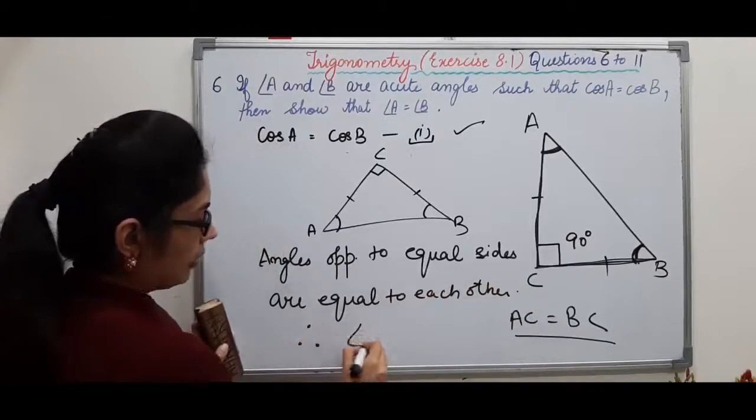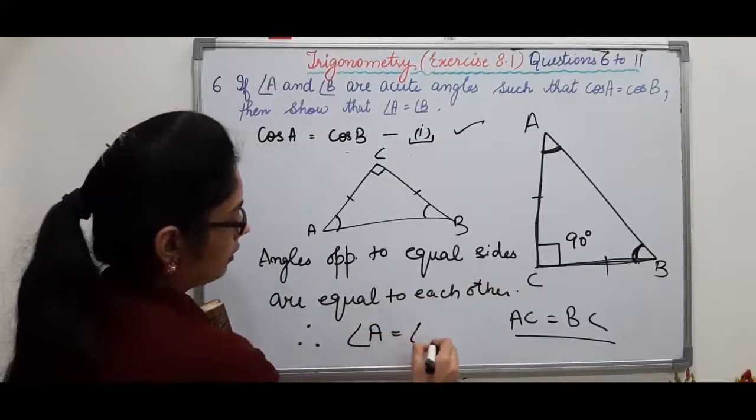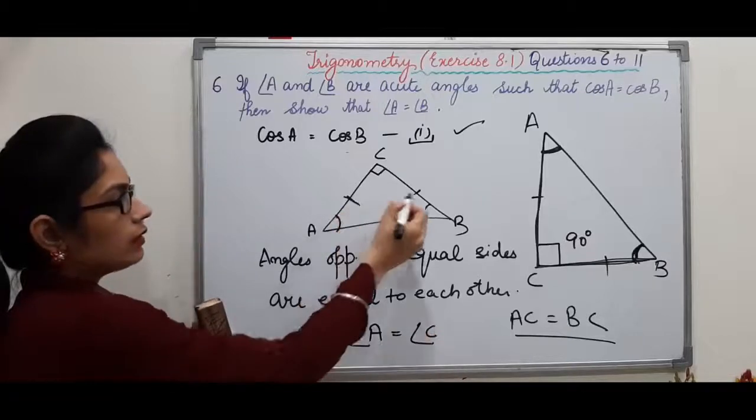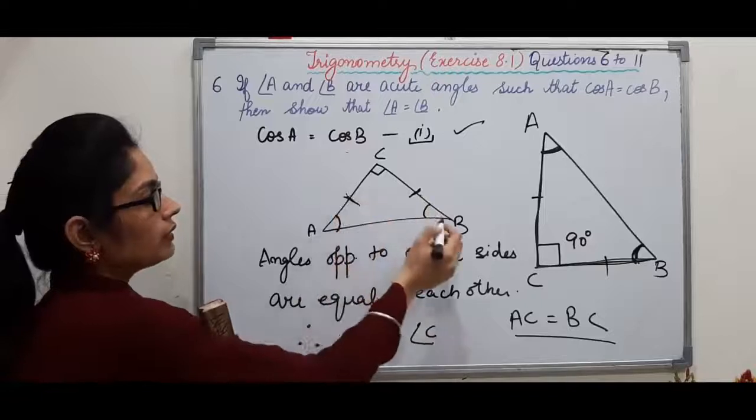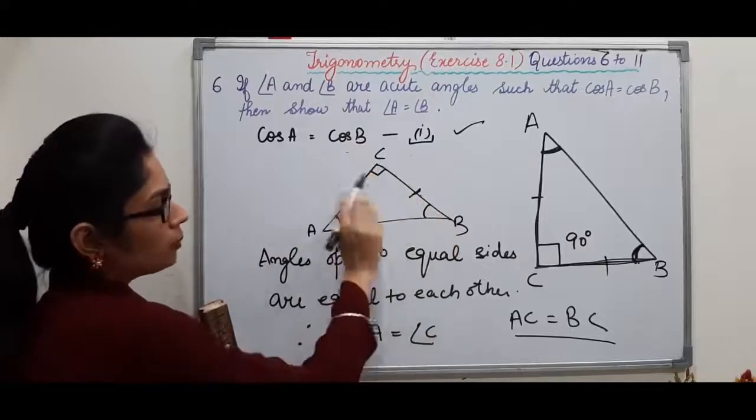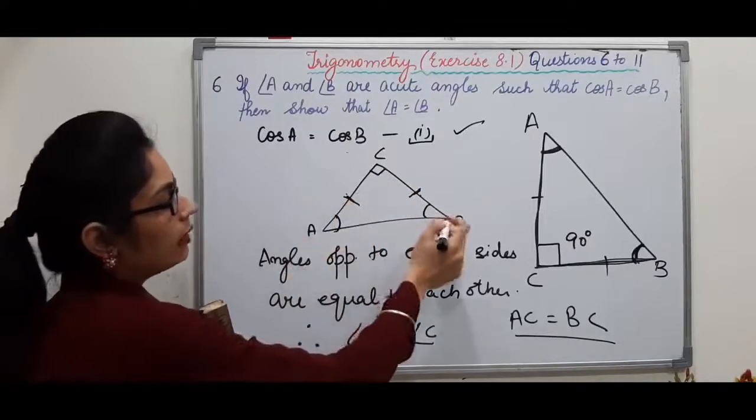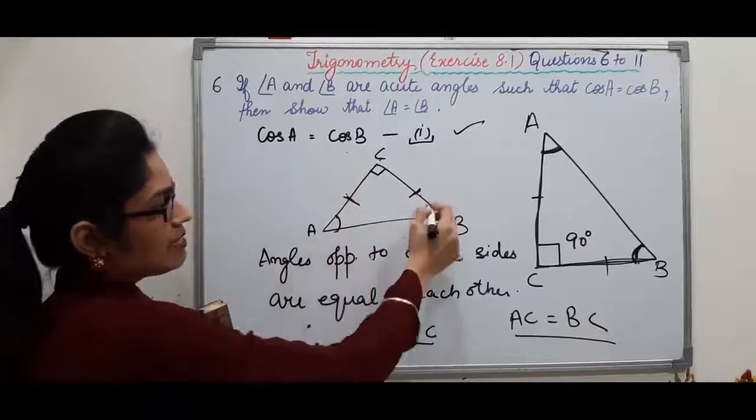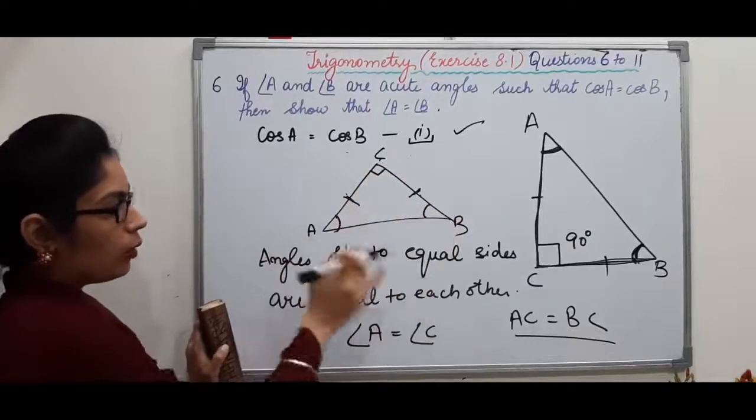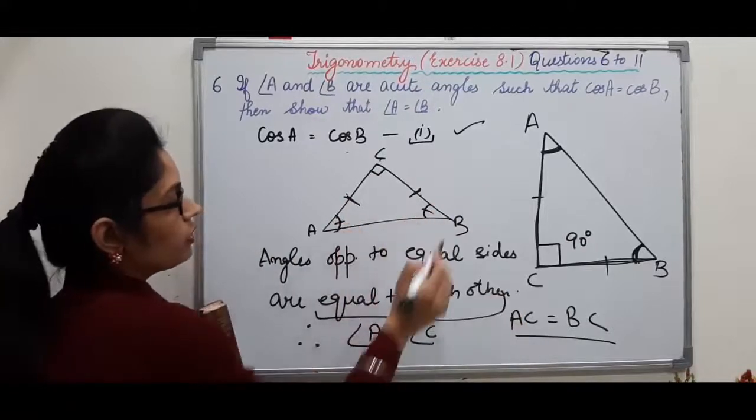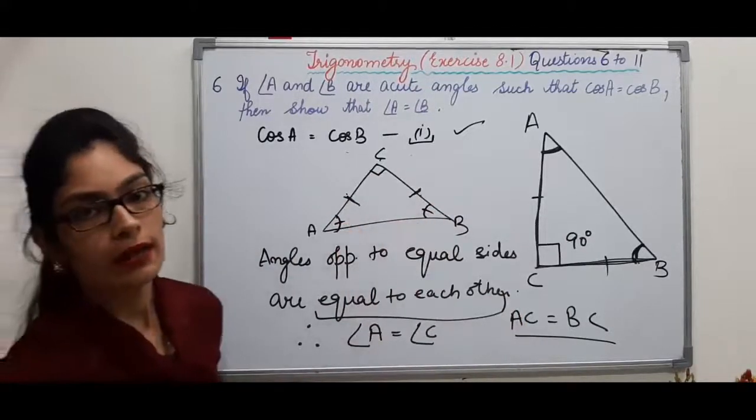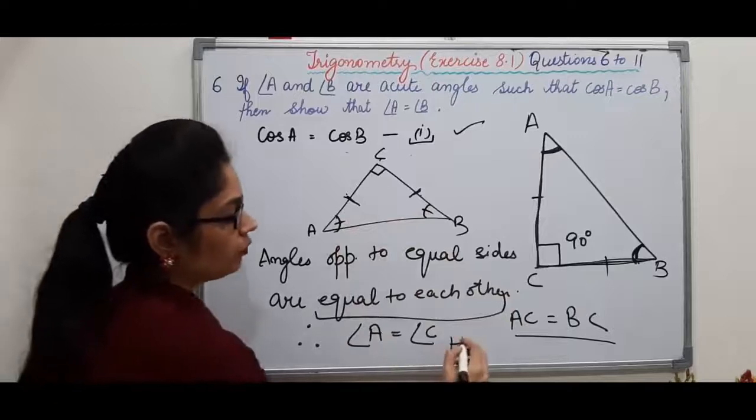Therefore, angle A is equal to angle C. See, these are the equal sides, and the angles opposite to equal sides are equal. You can see the angle opposite to BC is A and the angle opposite to AC is angle B. Since angles opposite to equal sides are equal to each other, angle A is equal to angle B. So hence proved.